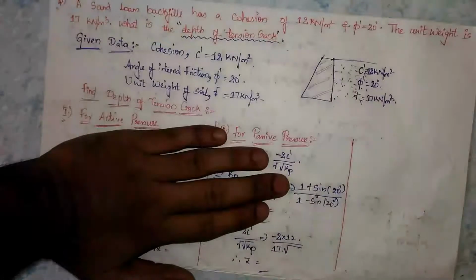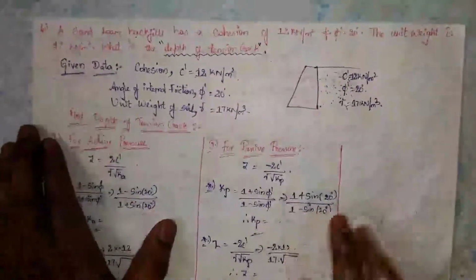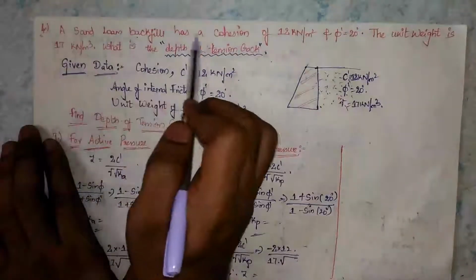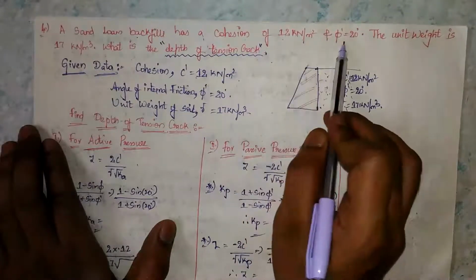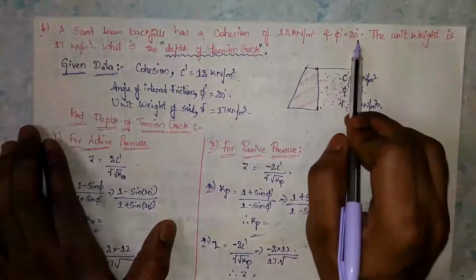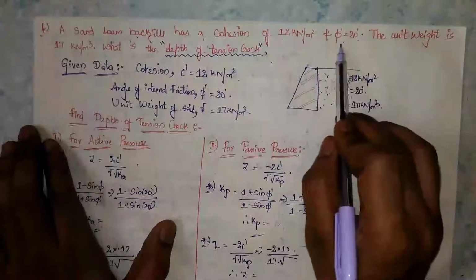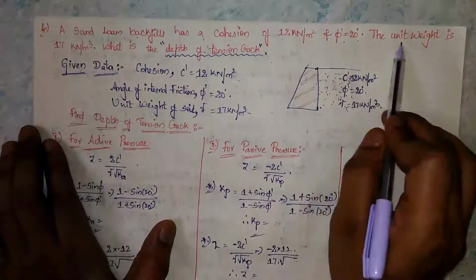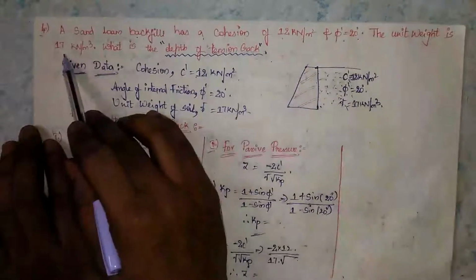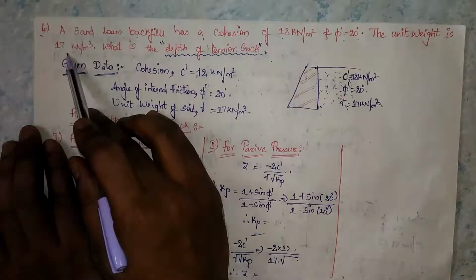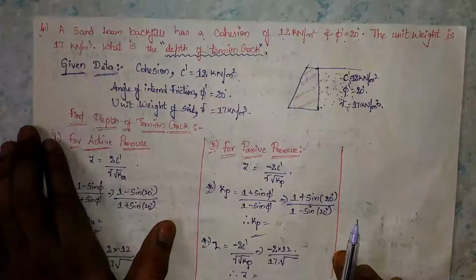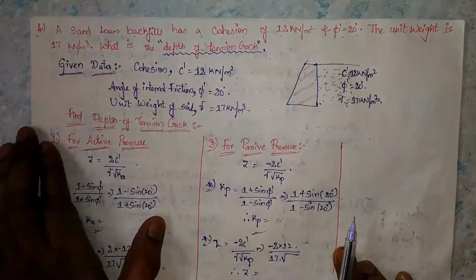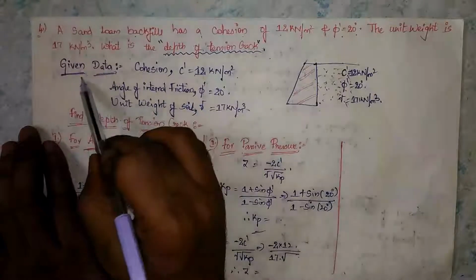So this is the last problem. A sandy loam backfill has a cohesive force of 12 kilonewton per meter square, and the angle of internal friction is 20 degrees. The unit weight of the soil is 17 kilonewton per meter cube, okay. Then what is the depth of the tension crack? We have to find the depth of the tension crack. So okay, then write the given data.